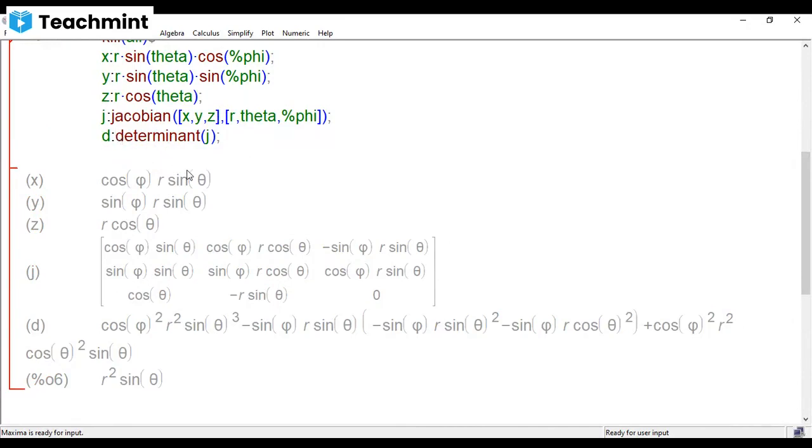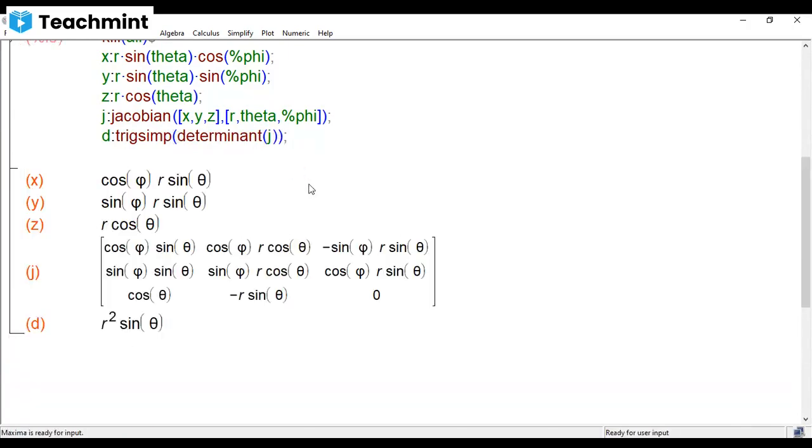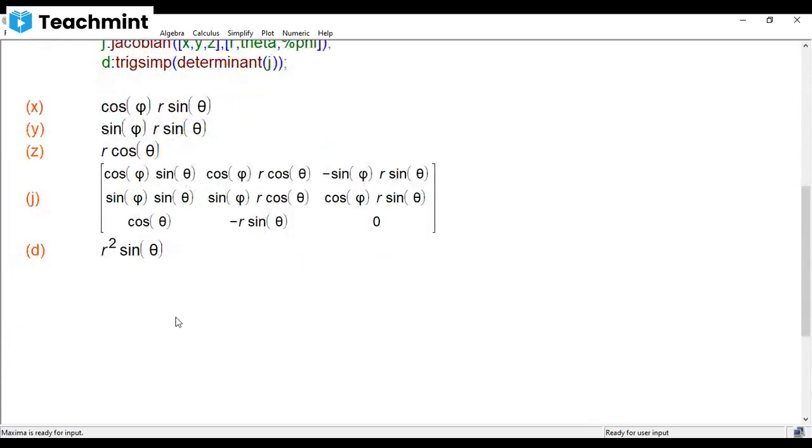So let me add here trigsimp of this determinant. See, we got the answer in a very nice format. So always, to get an answer very neatly, in a convenient way, you have to use simplification commands.